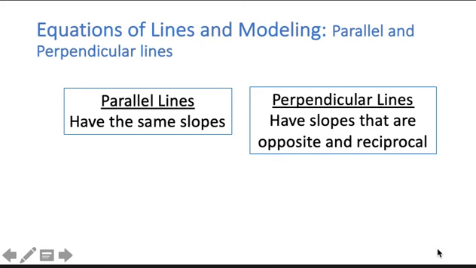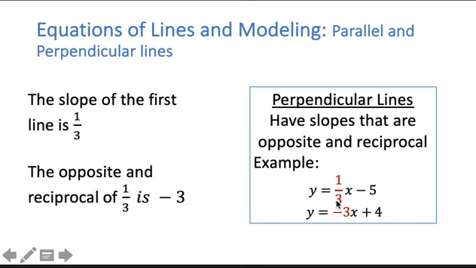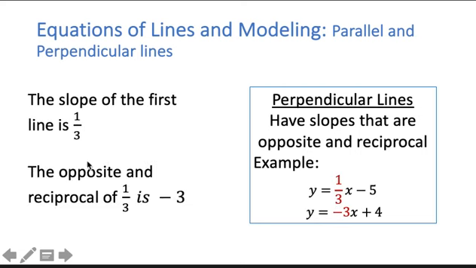Okay, so what about perpendicular lines? Perpendicular lines have slopes that are opposite and reciprocal. So I want you to look at an example of 2 lines that are perpendicular. These 2 lines are perpendicular to each other. And you'll see that the slope of the first line is 1/3, and the slope of the second line is negative 3. So the reciprocal of 1/3 is negative 3.